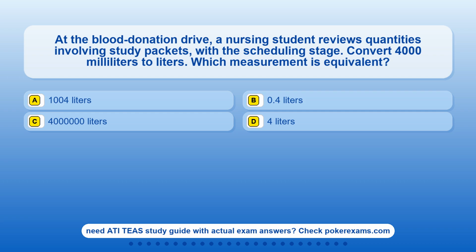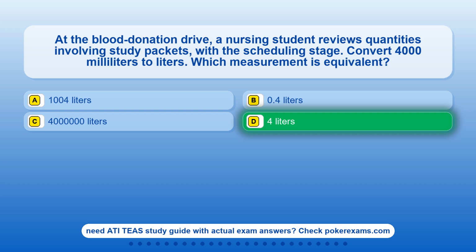Question 2. At the blood donation drive, a nursing student reviews quantities involving study packets, with the scheduling stage. Convert 4,000 milliliters to liters. Which measurement is equivalent? Option A, 1,004 liters. Option B, 0.4 liters. Option C, 4 million liters. Option D, 4 liters. The correct answer is option D, 4 liters.